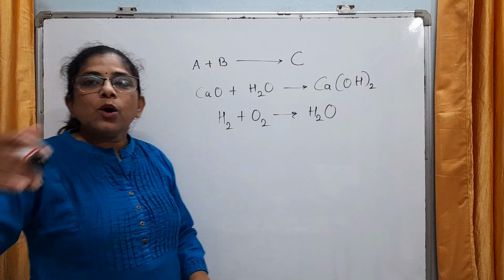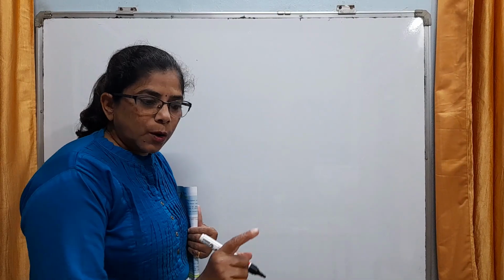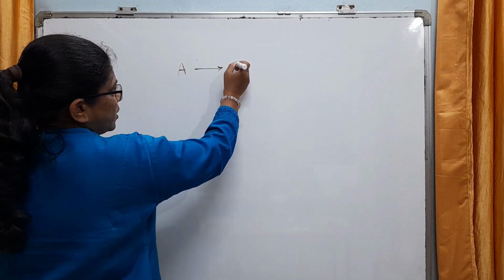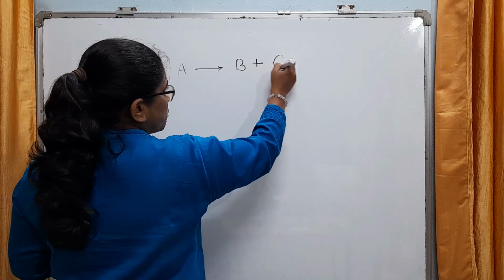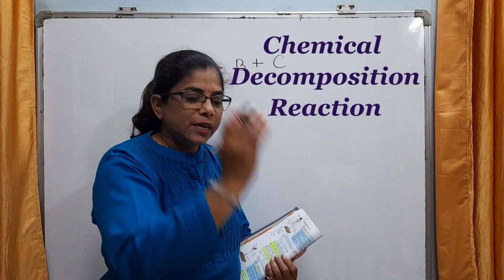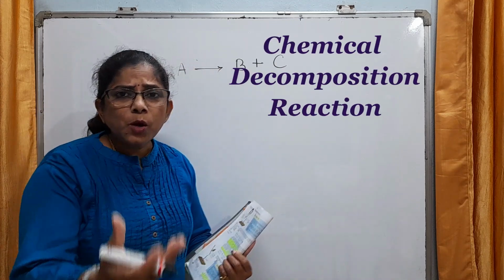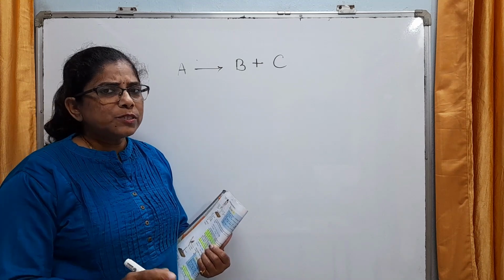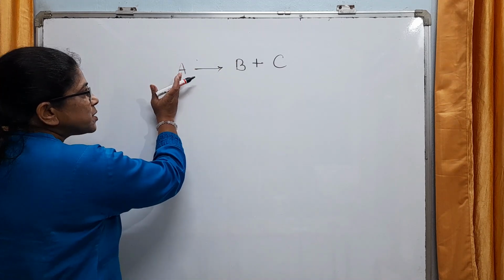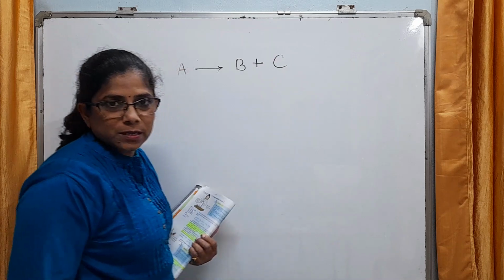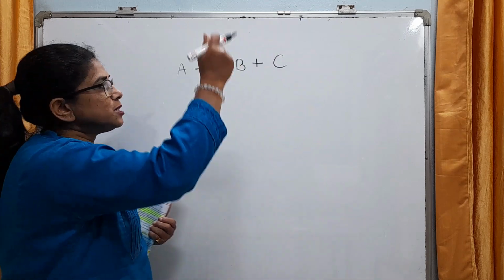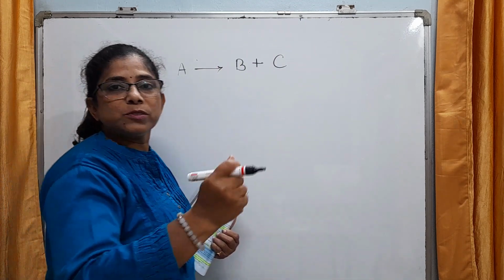Now exactly the opposite of this. If a single reactant breaks to form two or more products, such reactions are called chemical decomposition reactions. Combination means it combines, decomposition means breaking, it decomposes. Here decomposition of the reactant takes place to form two or more products. So when one single reactant breaks to form two or more products, such a reaction is called a chemical decomposition reaction.